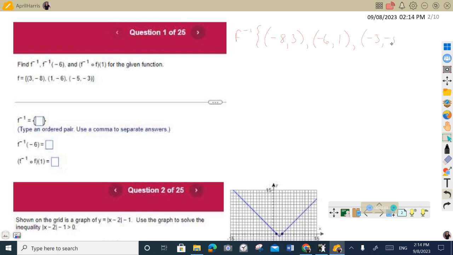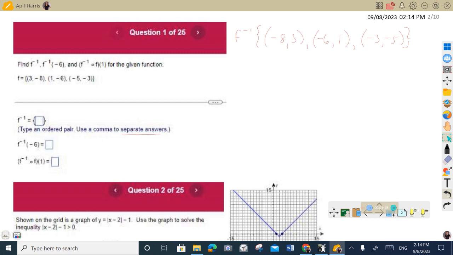When you're typing this on the computer, make sure you got your set notation, which they already do for you, but make sure you open and close your parentheses and separate with commas. All right? So that's the inverse.